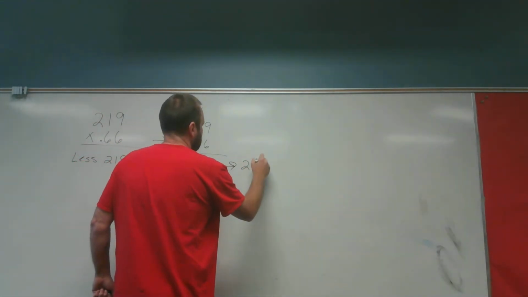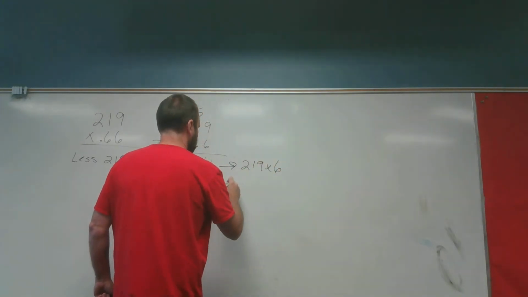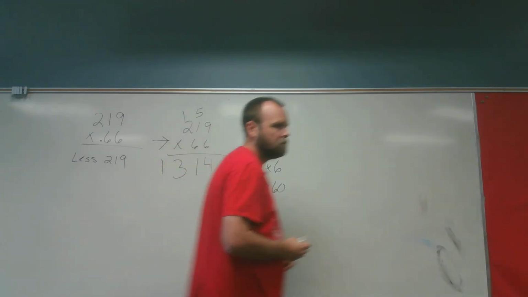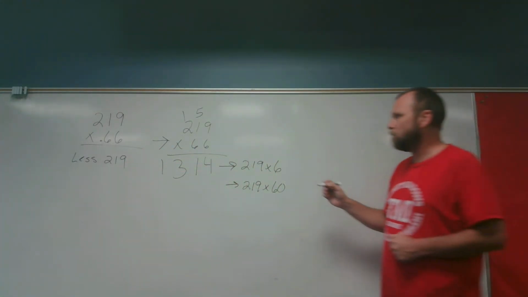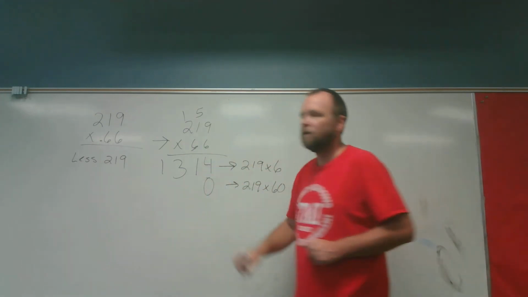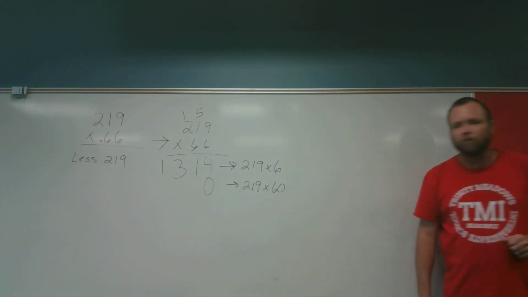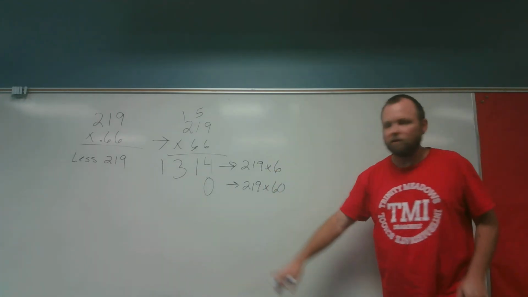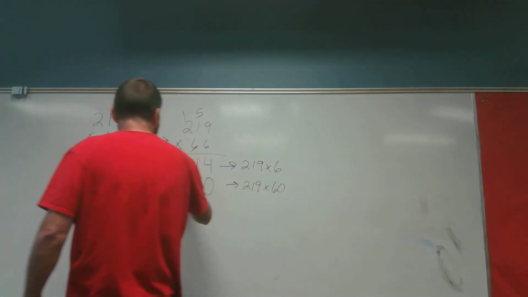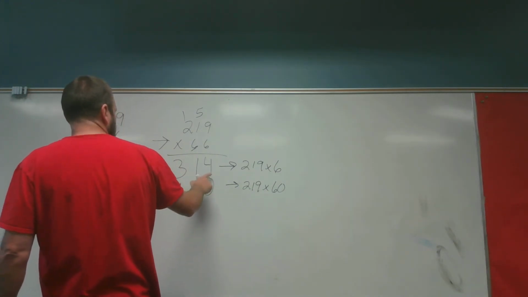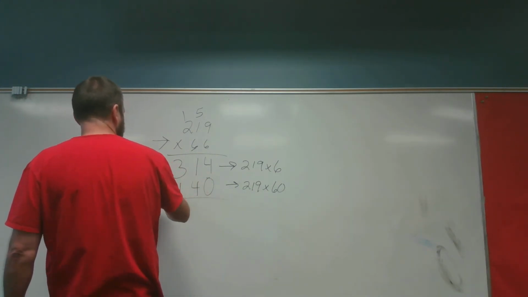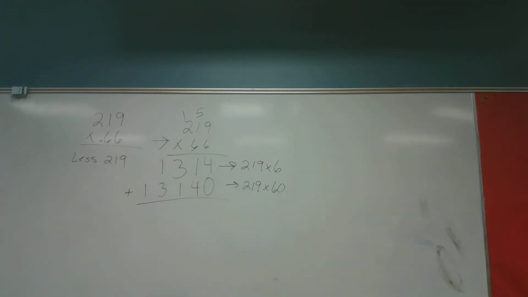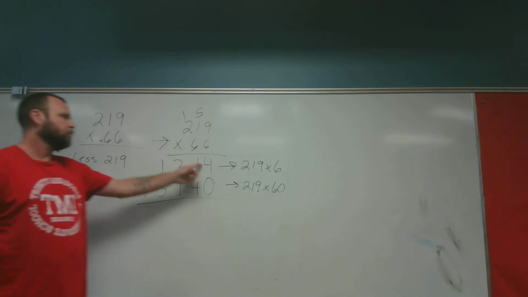This is 219 times 6. This is going to be 219 times 60. That's why we put the 0 in the ones place, because now we're starting in the tens place. So what do you notice about this? You could just copy it again. Good. I can put my 0 down and just copy. And then I just have to add it together. I don't have to do all that math again. So Colin, 4 plus 0 is?